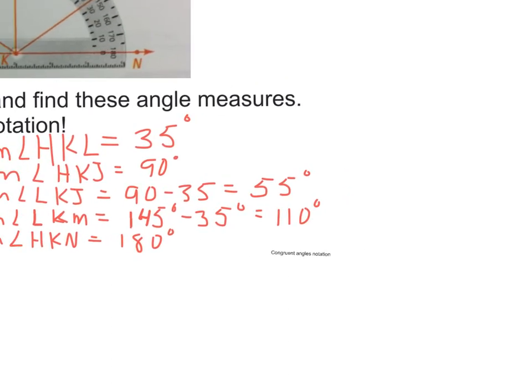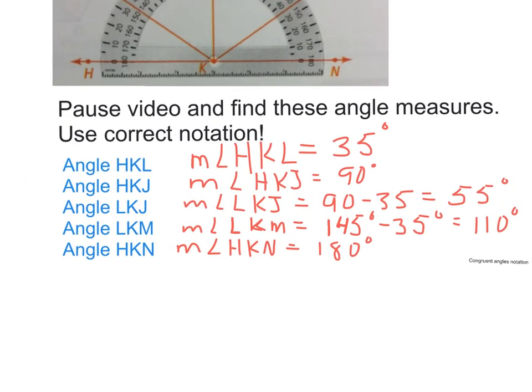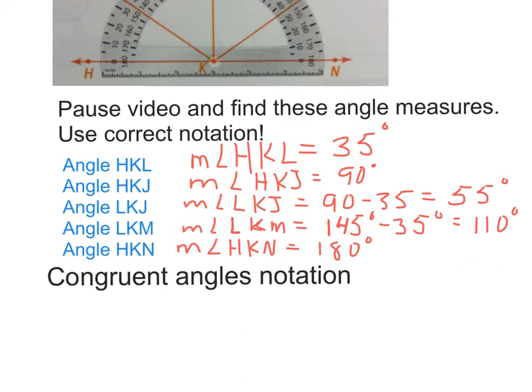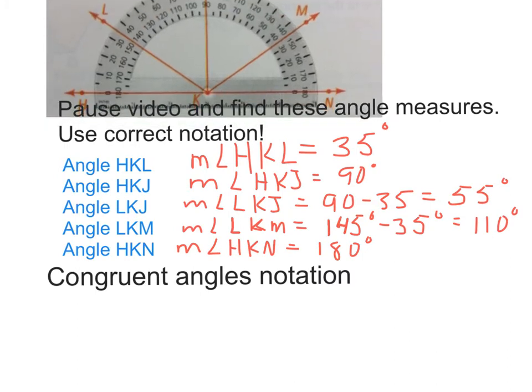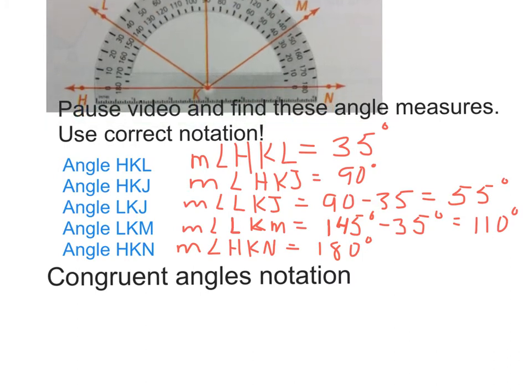When we talk about notation, let's talk about congruent angles. If we were to look back up here at angle NKM, the measure of angle NKM is equal to 35 degrees. Notice that's the same measurement as angle HKL. They're both 35 degrees. So we could say that those are congruent angles.